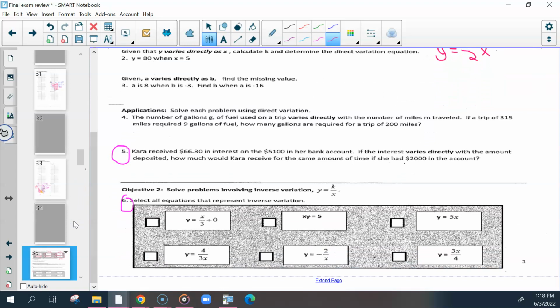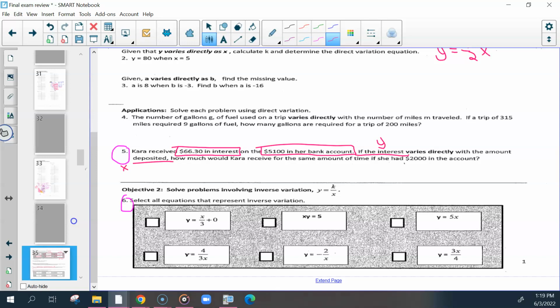Number 5, there are two different ways to go about solving this. I'm just going to show you the easier of the two. So for this, we have 6630 in interest for 5100 in the bank account. The interest is like our y, and it varies directly with the amount deposited, that's like our x.